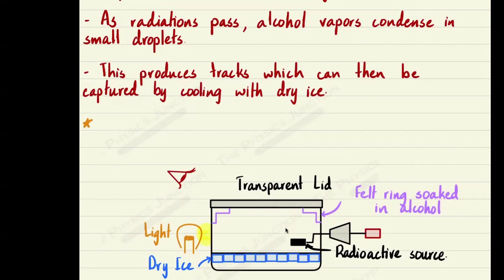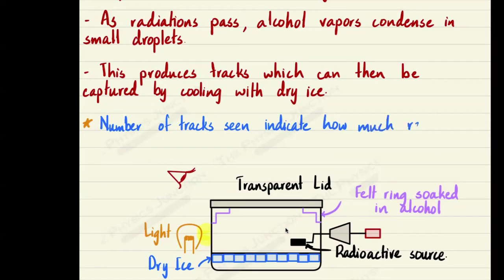Also, the number of tracks we see indicates how fast decay is happening, or by that same token, how much radiation is emitted.